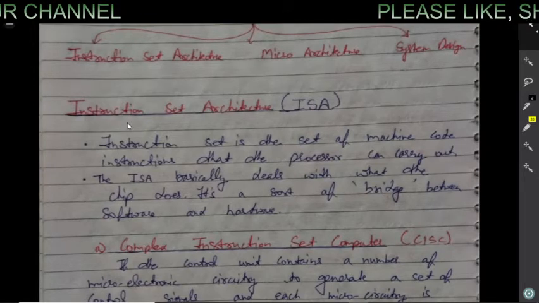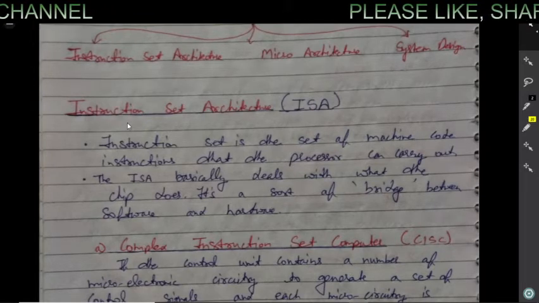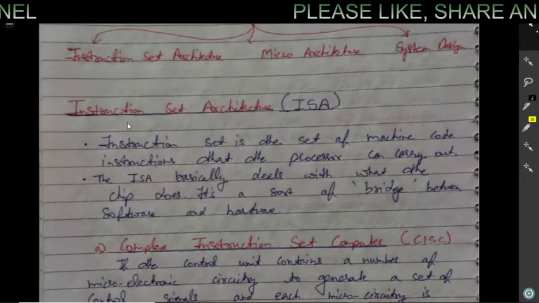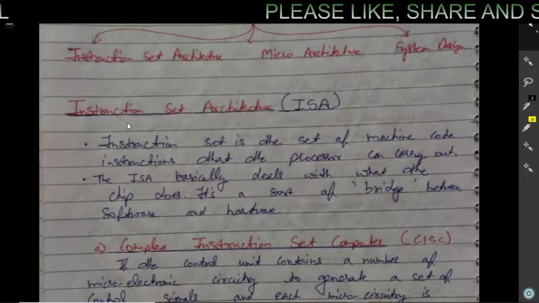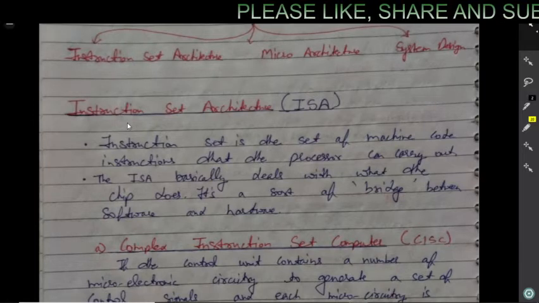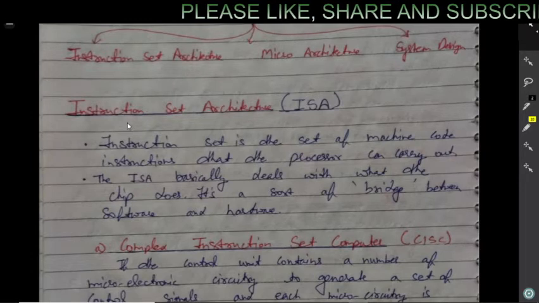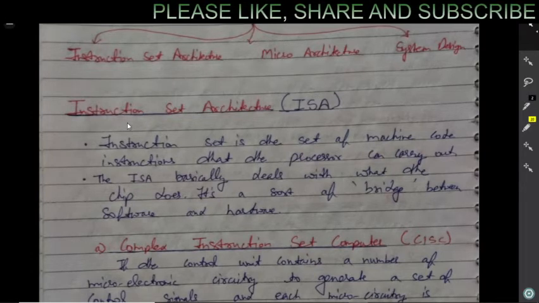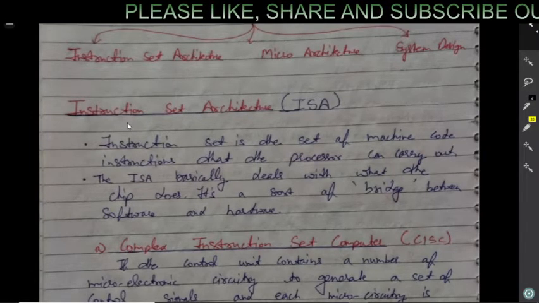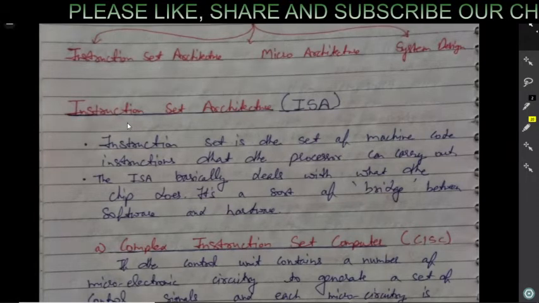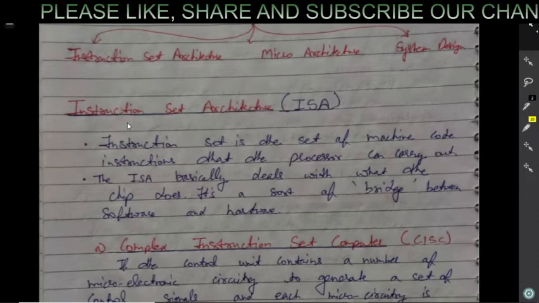Instruction set is the set of machine code instructions that the processor can carry out. Instruction set architecture basically deals with what the chip does. It is a sort of bridge between software and hardware.